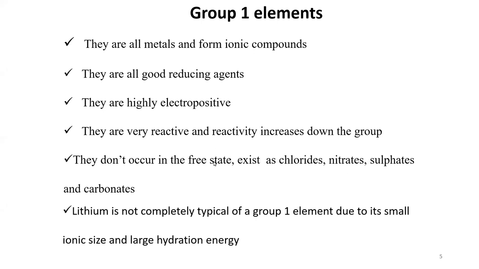Now, lithium is among your group one metals, but it's not typically a group one element because of its small size and high charge. This is not only typical with lithium. Most of the group elements, the first element in that group, usually show dissimilarity. They are not similar to the other elements in their group because of this same small size and high charge. Because they have small size and high charge, they usually have high polarizing power. So lithium is not completely typical of your group one elements because of its size and charge.